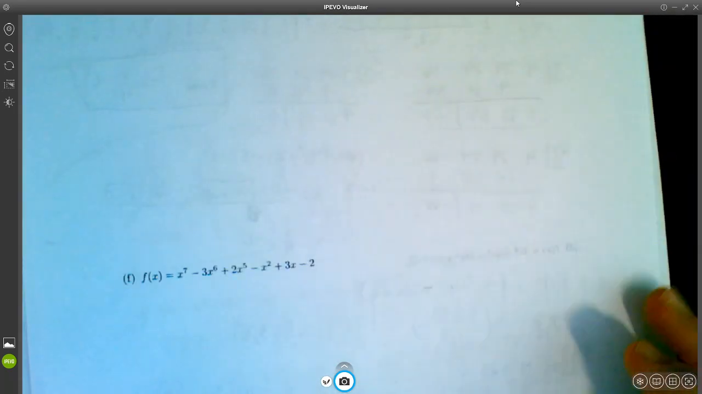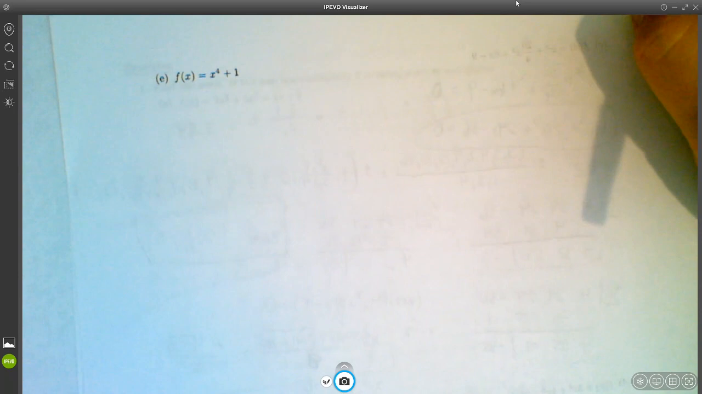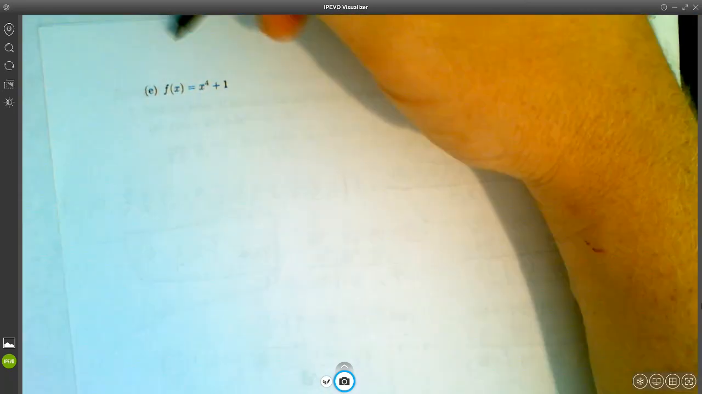Last page. Two more problems. Part E. Oh, wow. Deceptively easy. Actually, it's difficult, I guess, this problem. So let's just try to solve it.